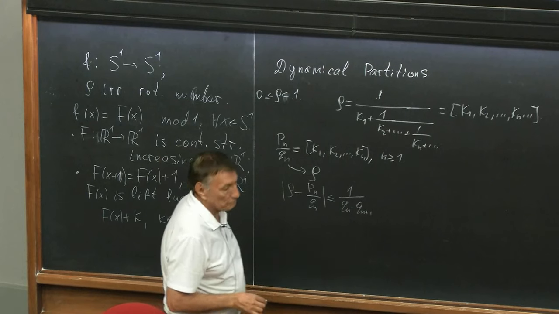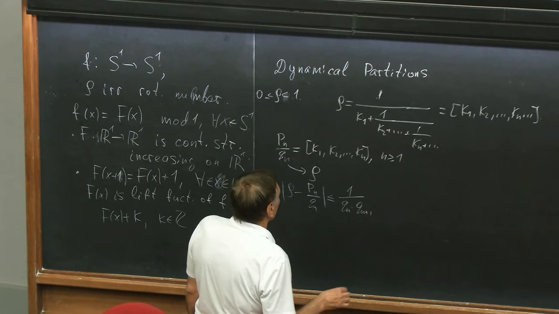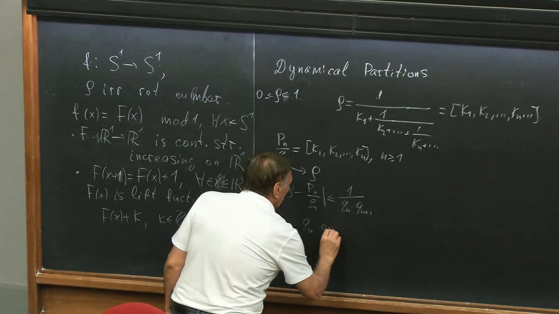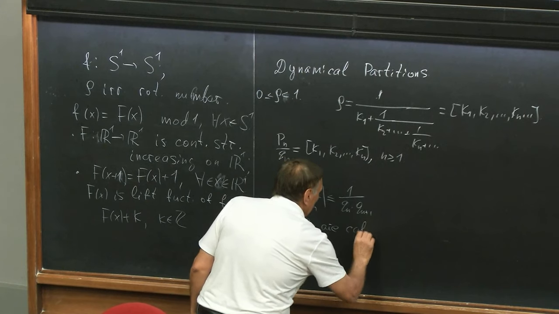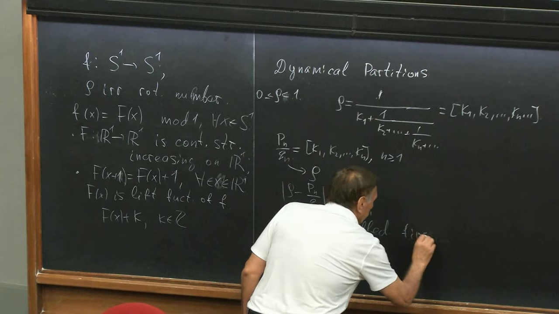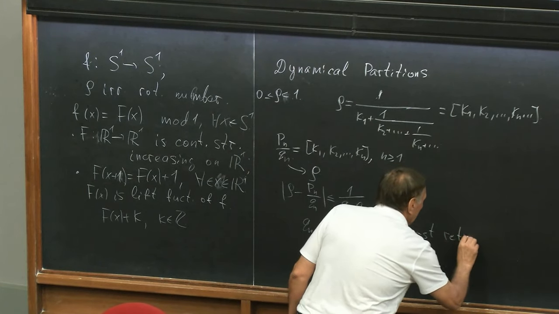Now, the numbers Qn are called first return times.